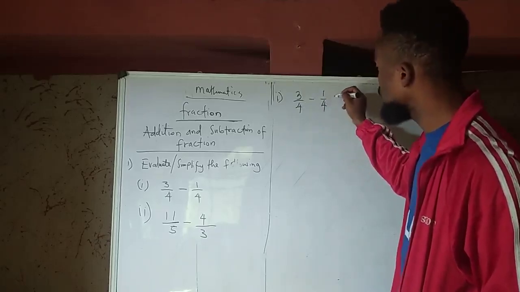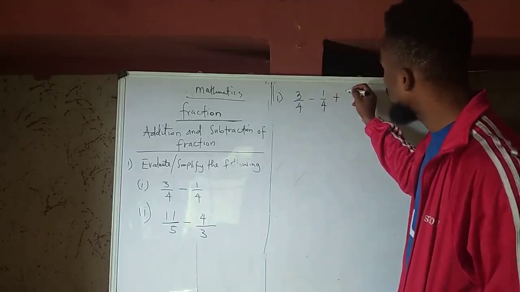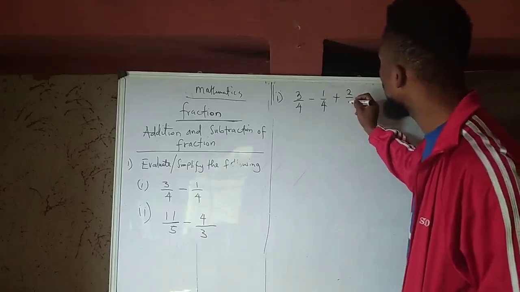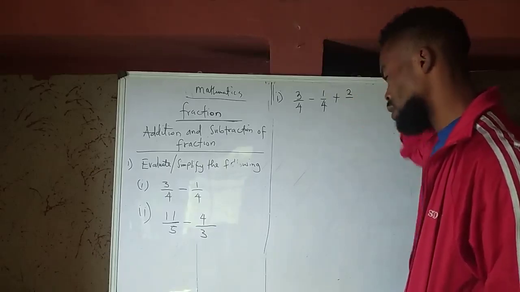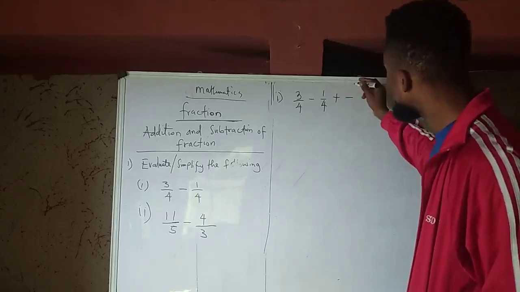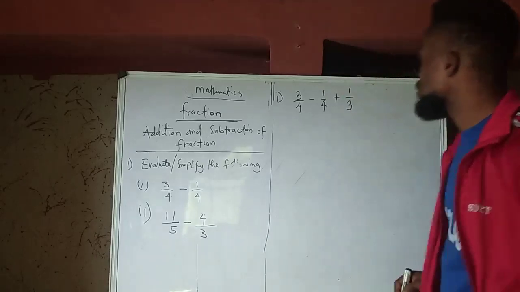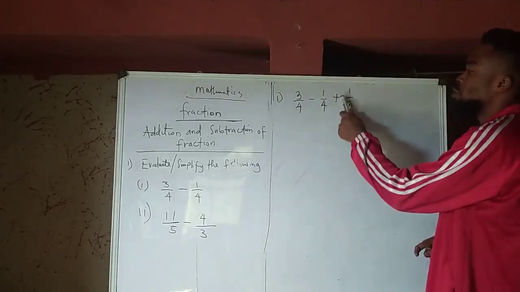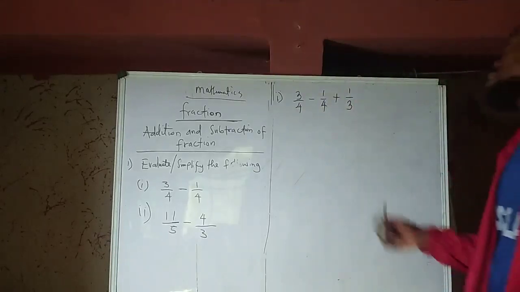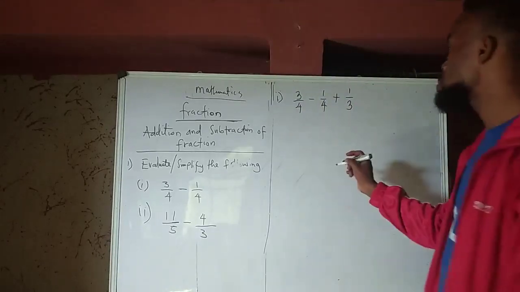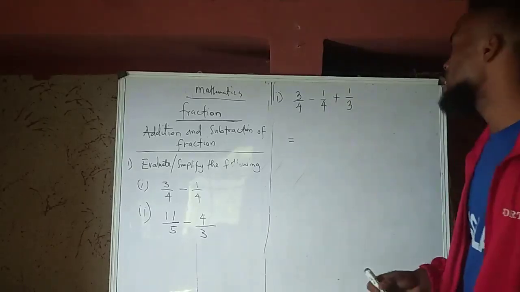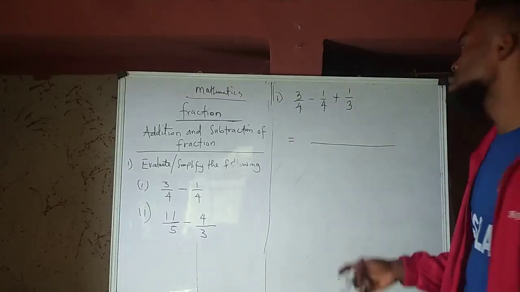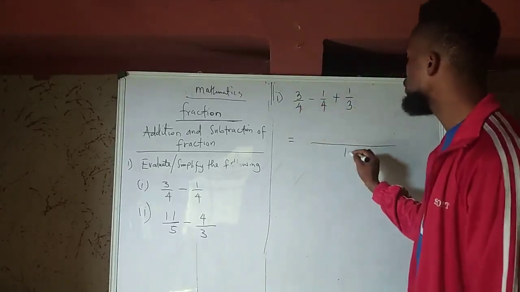1 over 4 plus... what should I use now? Plus 1 over 3. Let's do it this way. Okay, so we have 3 over 4 minus 1 over 4 plus 1 over 3. Now, in this case, we still do the same thing. The same procedure is what we use. First of all, we find the LCM of 4, 4, and 3. Now, believing that you can find LCM, the LCM of 4, 4, and 3 is going to be 12.